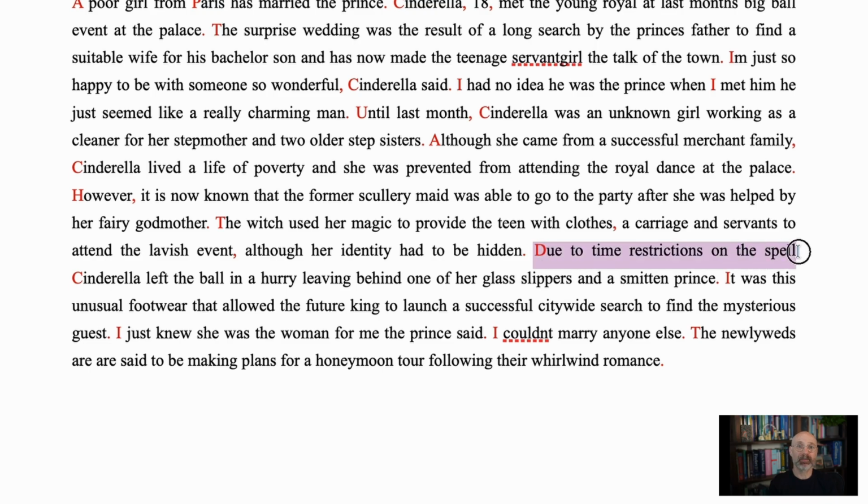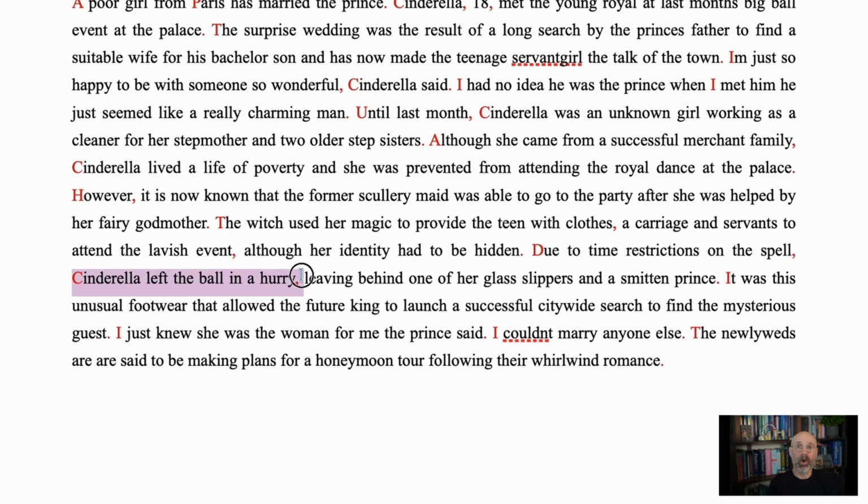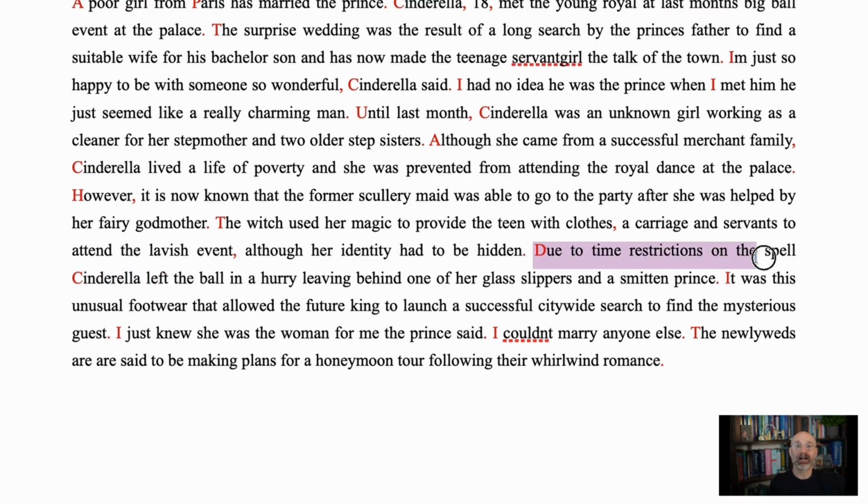Our next commas come in the next sentence. The first follows another adverbial phrase, this one for reason. The why that explains the sentence. Think of it like this. Why did Cinderella leave the ball in a hurry? Answer, it was due to time restrictions.